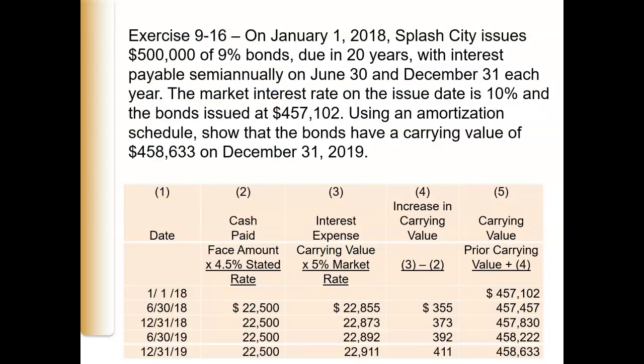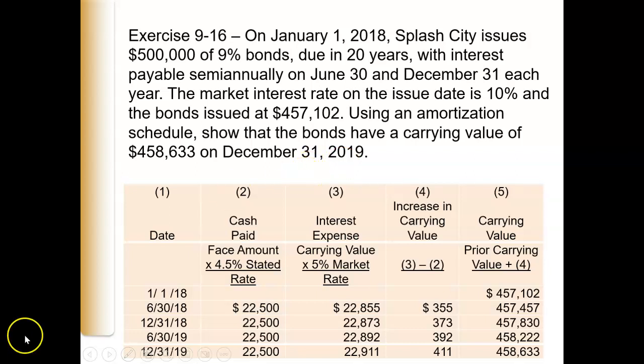On January 1st, 2018, Splash City issues 500,000 of 9% bonds due in 20 years, with interest payable semi-annually on June 30th and December 31st. The market interest rate on the issue date is 10%, and the bonds issued for $457,102. Using an amortization schedule, show that the bonds have a carrying value of $458,633 on December 31st, 2019.